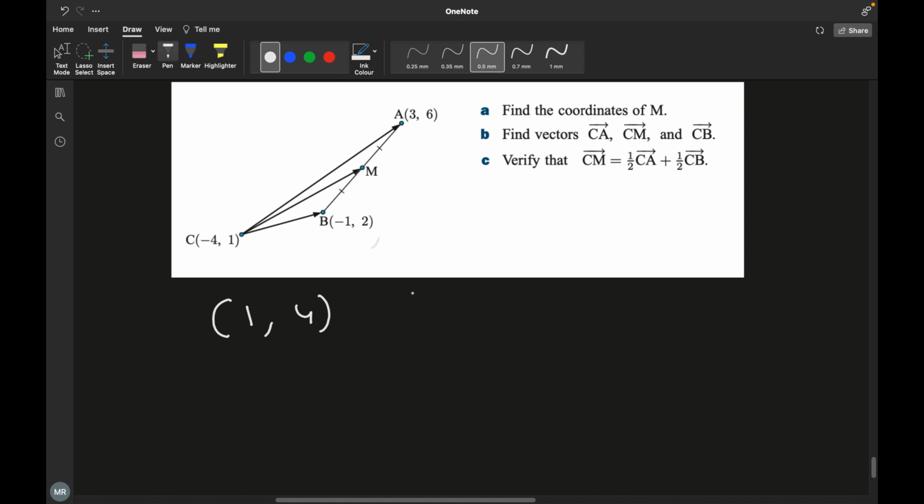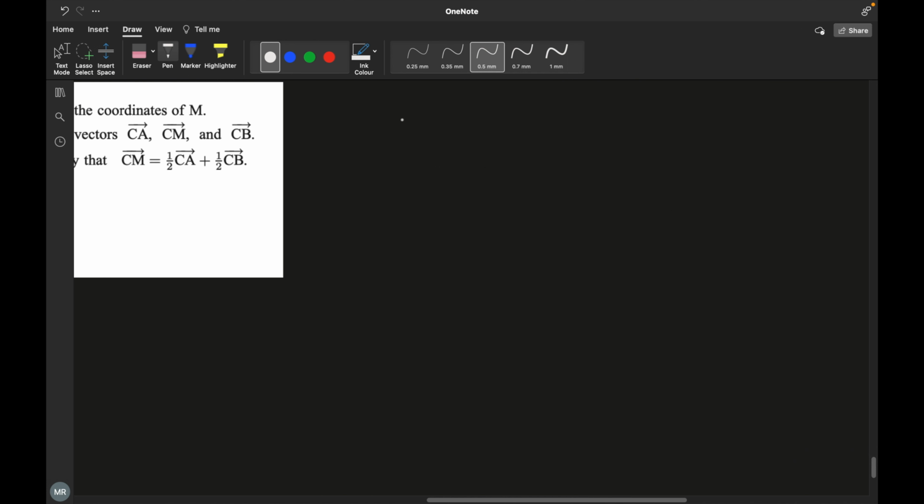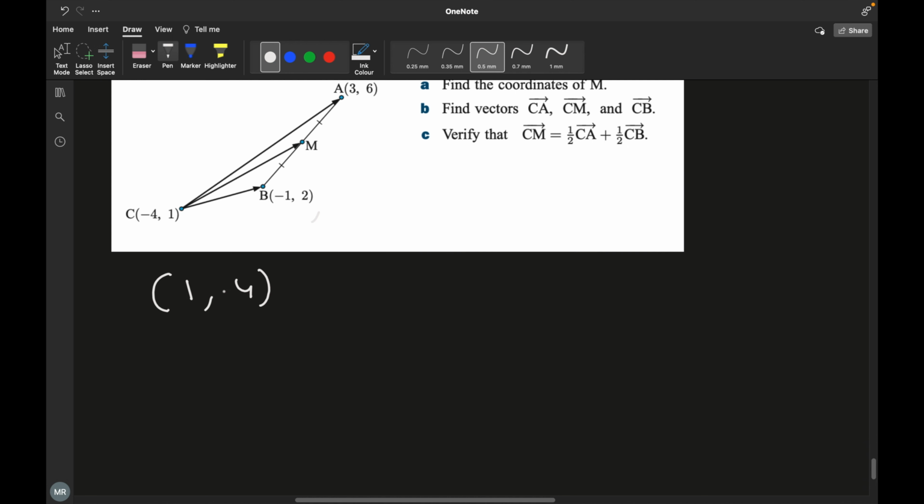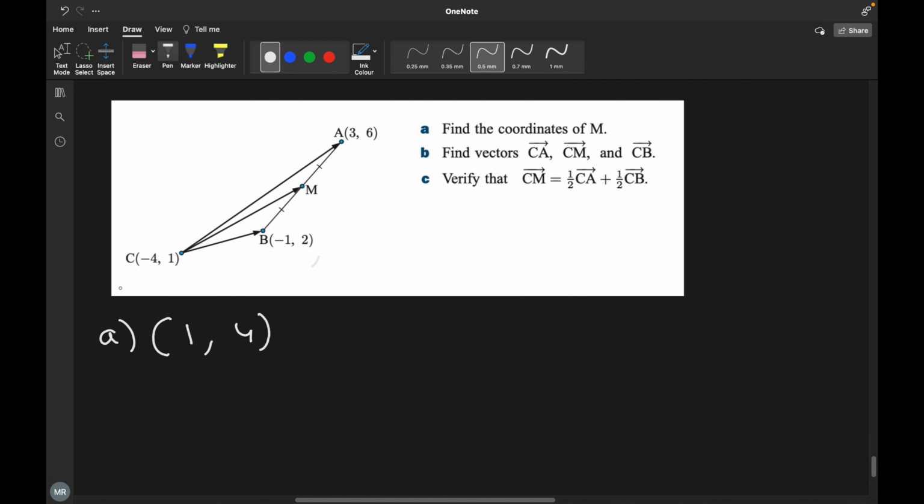The reasoning behind this is, if you want to find the average of something, let's say we have a set of data, what do you do to find the average? You add them up and divide by the number of elements. And that's what we're doing here. If you want to find the midpoint, we have to find the average coordinate of the points. And therefore, this is going to be 1, comma 4.